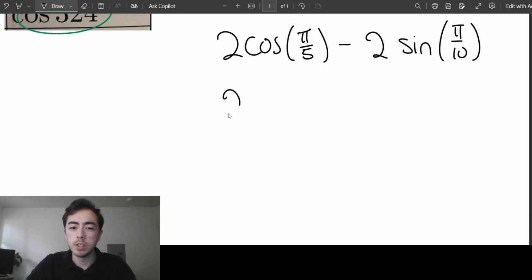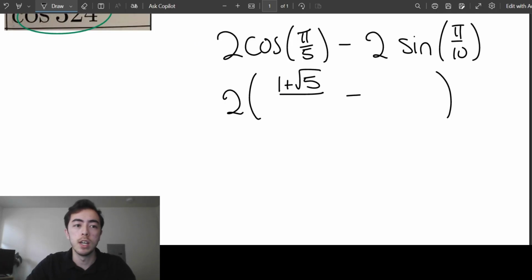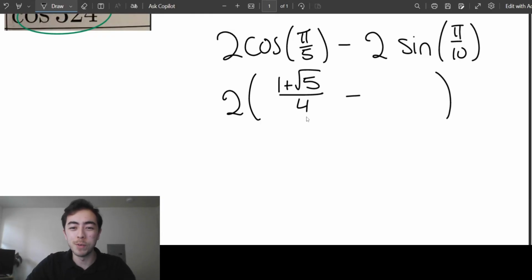Maybe first I'll factor out this 2 so that I don't have to think about multiplying it to both of them. If you want to know where these values are coming from, I recommend watching the January 20th video first, because I use the information in that video in the one on March 11th. You need to see both of these if you really want to know where I'm getting these values from. So cosine of pi over 5 is the same thing as 1 plus root 5 over 4, and sine of pi over 10 is the same thing as negative 1 plus root 5 over 4.